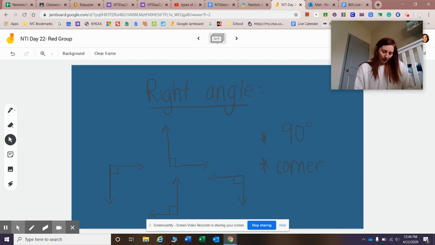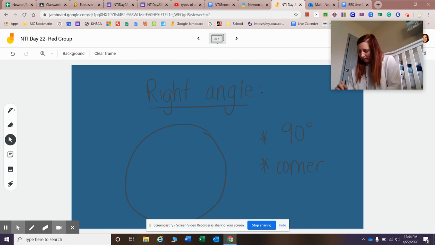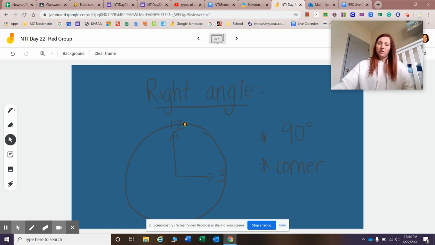I also think about a clock when I think about angles, and I know that we have looked at time a lot this year, so this is a way of reviewing that. A time that I can think of that has a right angle is 3 o'clock, because it's on the 3 and it's on the 12. So that would be a right angle. Another time that is a right angle is 9 o'clock. It's on the 9 and the 12, and there's a perfect 90 degrees right there.